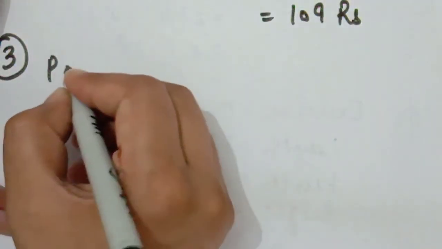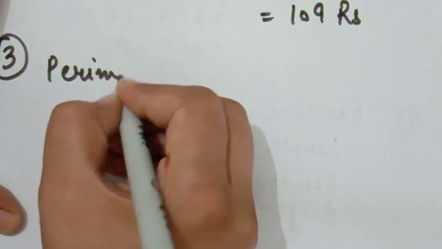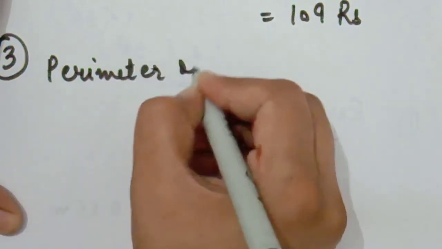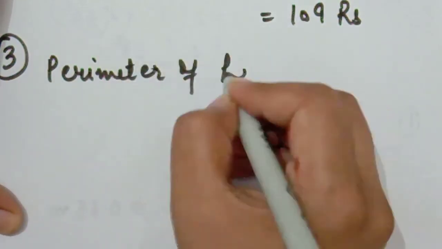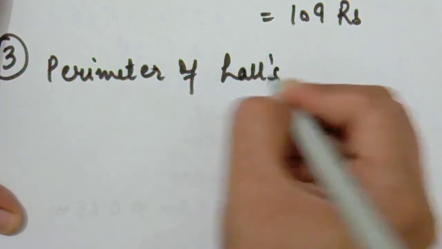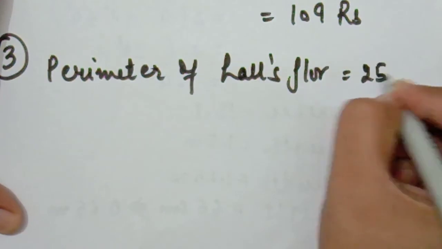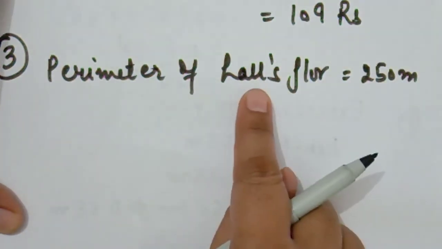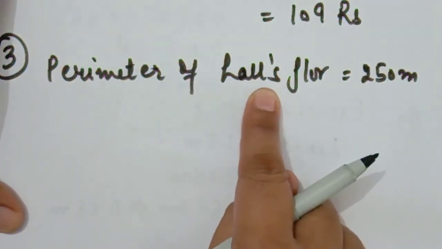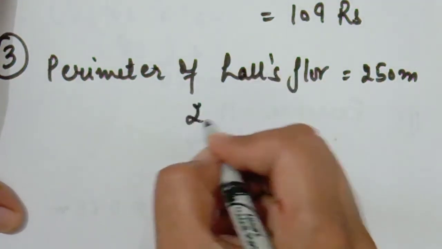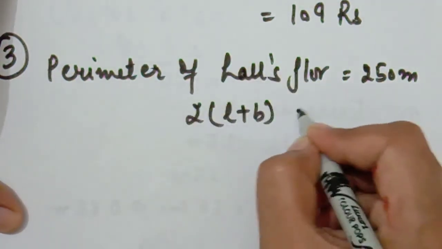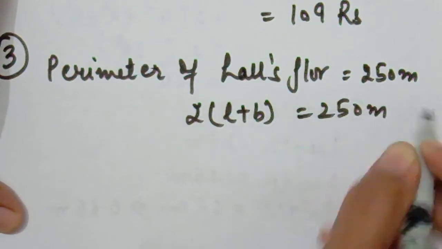So the perimeter of the hall's floor is 250 meter. If we are talking about a rectangular shaped floor, it means a rectangle. So the perimeter of the rectangle is 2 into (L plus B), which is 250 meter as given.